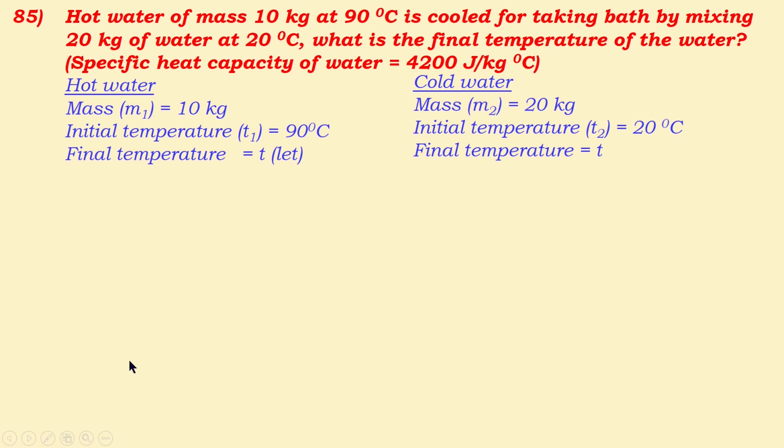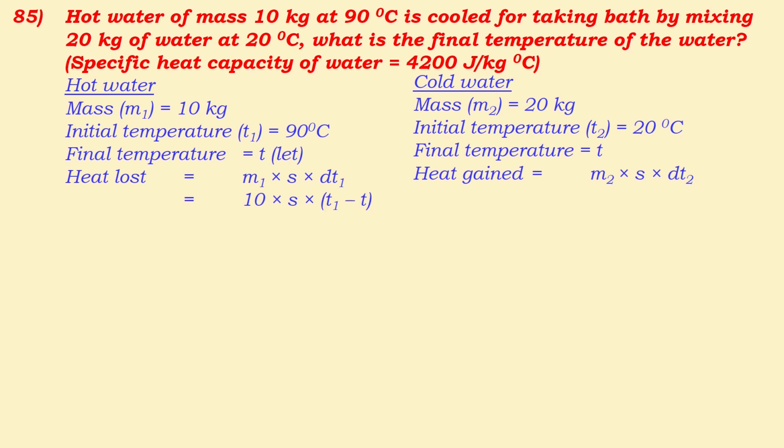And what is the loss of heat energy by hot water? We can calculate it by using the formula heat lost equals m1 into s1 into dT1. But here I am writing only s. The reason is, in both cases we have the same water, so specific heat capacity is the same, and s represents both of them. So in case of cold water also, m2 into s into dT2. s remains the same, and dT1 is T1 minus T.